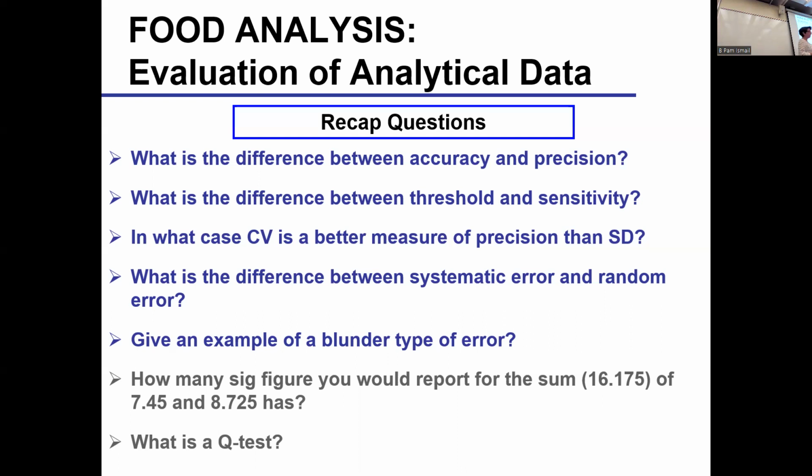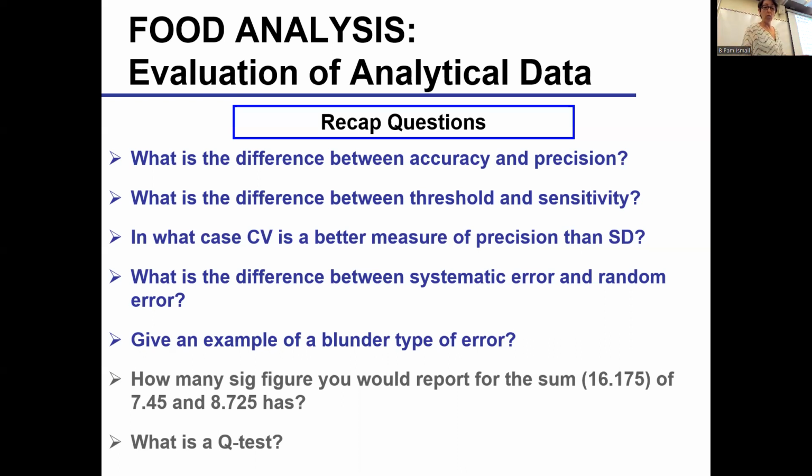Give an example of a blunder type of error, something that is a complete mishap. Go ahead, Ash. I think the example you gave last time was titrating with the wrong chemical, like using sodium hydroxide instead of hydrochloric acid. Absolutely, titrating with the wrong reagent or preparing a wrong concentration, or doing a calculation error: instead of preparing a 0.1 molar NaOH, you prepare 1 molar NaOH, and that ruins the whole experiment. So that is a blunder, and we're all prone to blunders. Nobody is immune to making big mistakes at times.